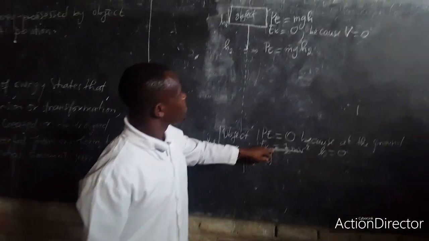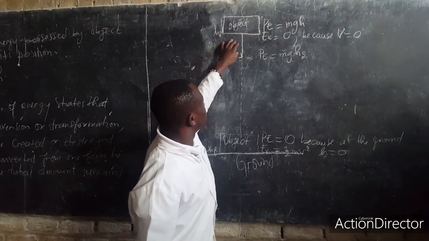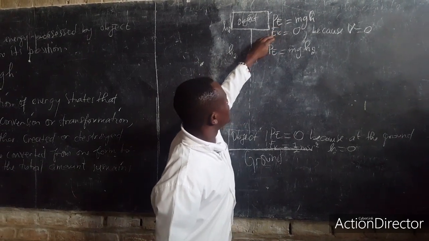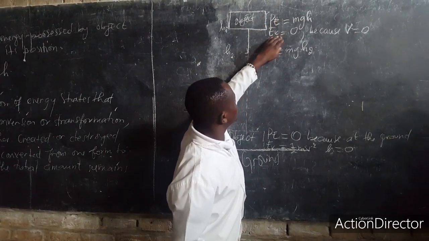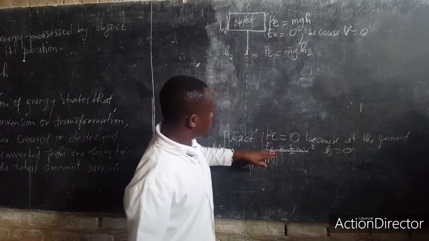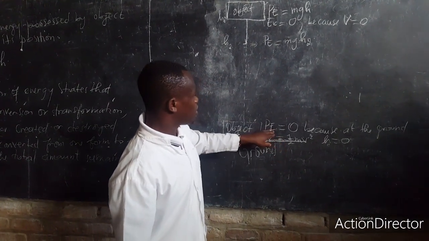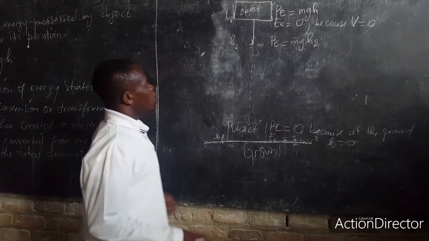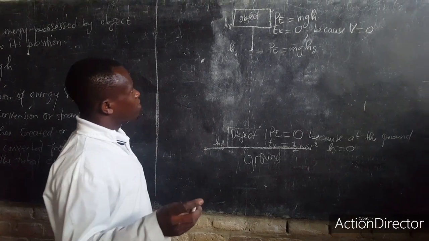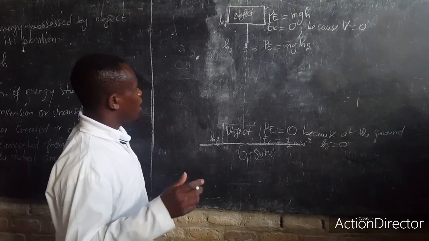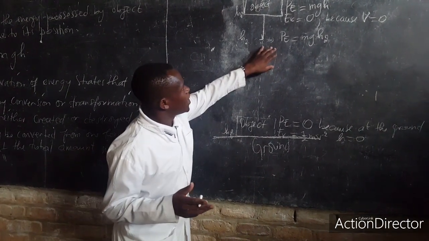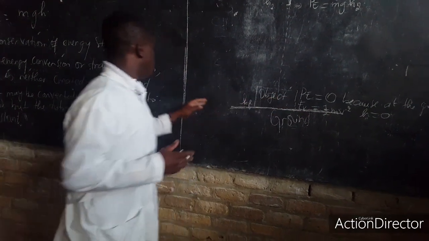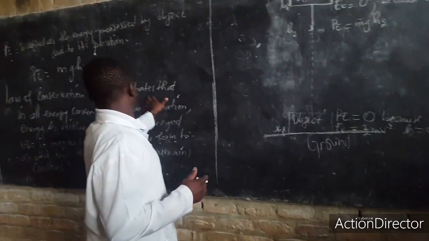So this means that whenever the object falls from here up to here, if the potential energy is maximum here, kinetic energy will be minimum, and when the kinetic energy is maximum here, potential energy will be minimum. So this implies that when the kinetic energy increases, the potential energy decreases, and vice versa. When the potential energy increases, kinetic energy decreases in order to obey the law of conservation of energy.